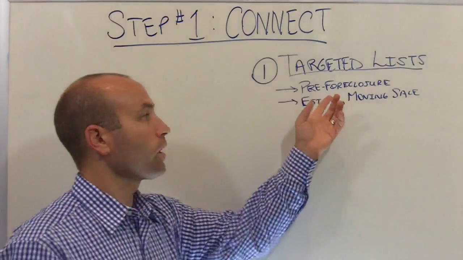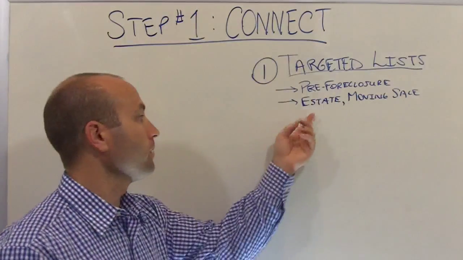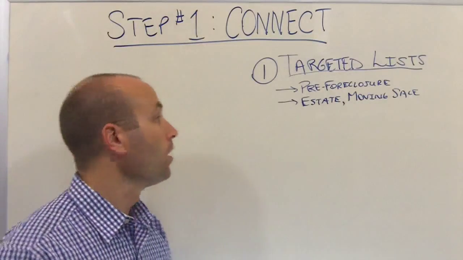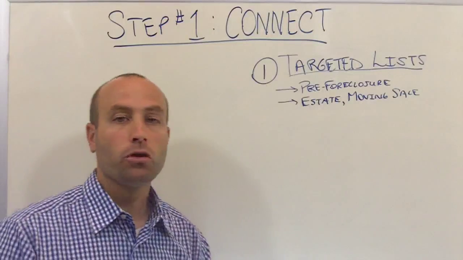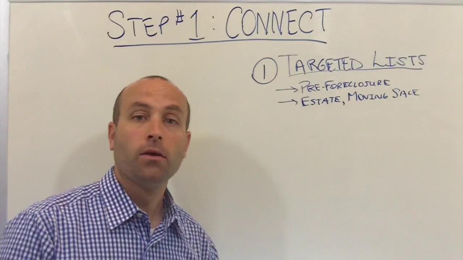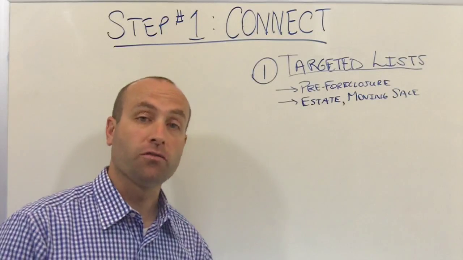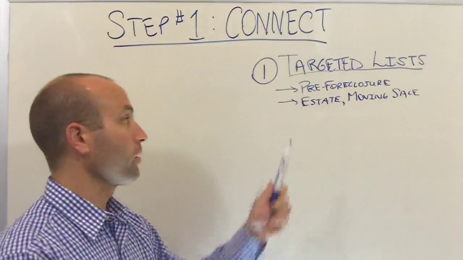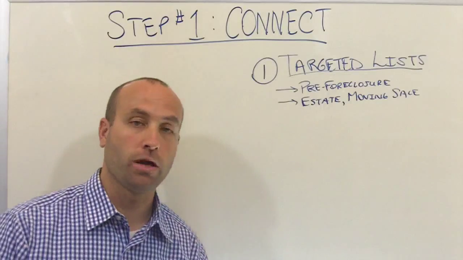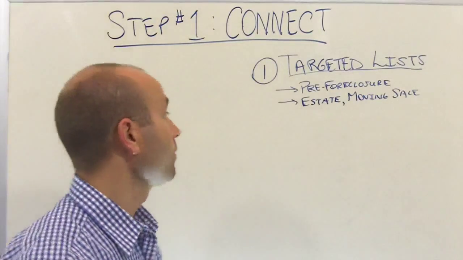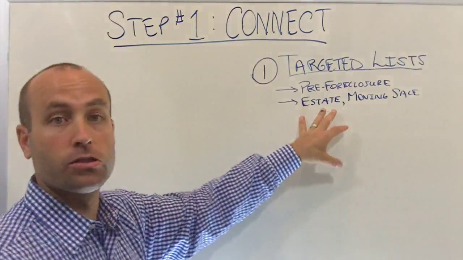Well, now you could try to call them. Estate and moving sales may have phone numbers on there. You might be able to call them. Pre-foreclosures, you can try to call them as well. We'll talk about that. But more importantly, you may want to drive over to the property. You may want to actually physically go over there, especially with a lot of pre-foreclosure, because a lot of their phone numbers are not public information. It's difficult to find their phone number. Okay, so targeted list is the first place.